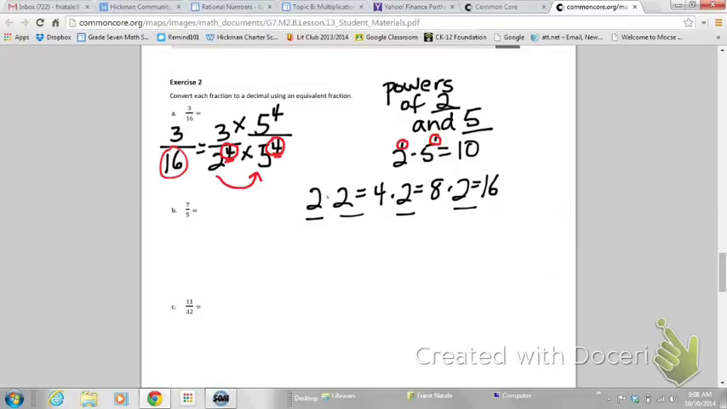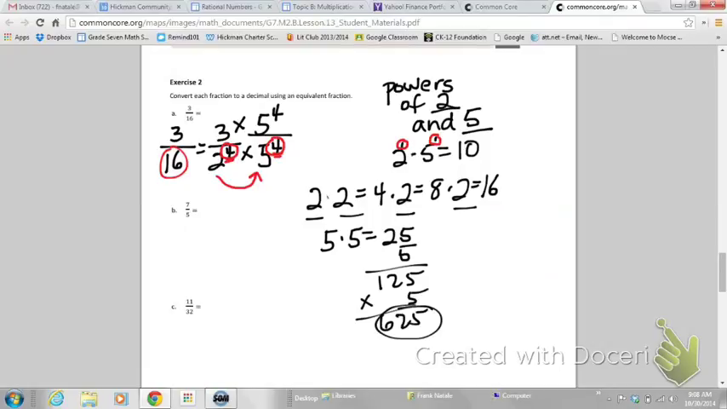Okay, and so what we're going to do here then, now we have to figure out what 5 to the 4th power is. If you have a calculator, you could do that, or you could just do it like this. 5 times 5 equals 25, times 5 equals 125, times 5 equals 625. Okay, so 5 to the 4th power is the same as 625.